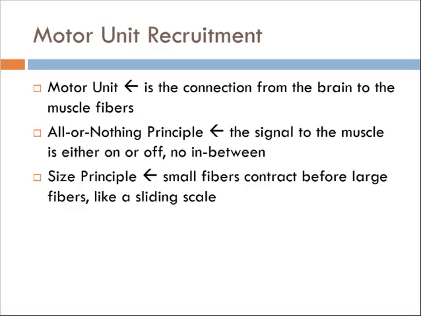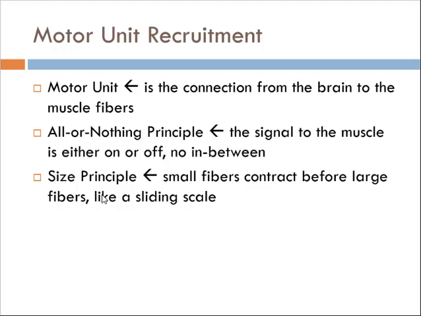Now the muscle fibers need to be controlled by the nervous system, and that's where this term motor unit comes from. It's the connection from the brain to the muscle fibers. It's like a light switch, not a dimmer switch. Either muscle fibers are on or they're off. And then you're introduced to this concept of the size principle, which says the smaller muscle fibers contract first and the larger muscle fibers contract later.